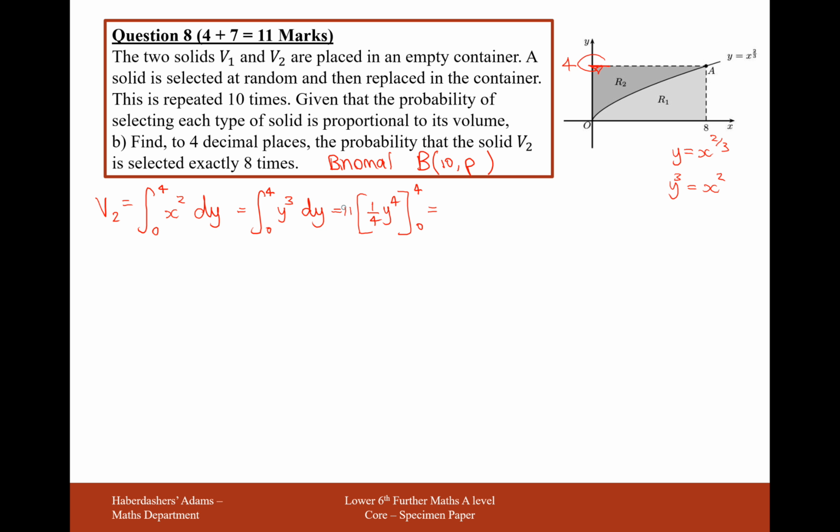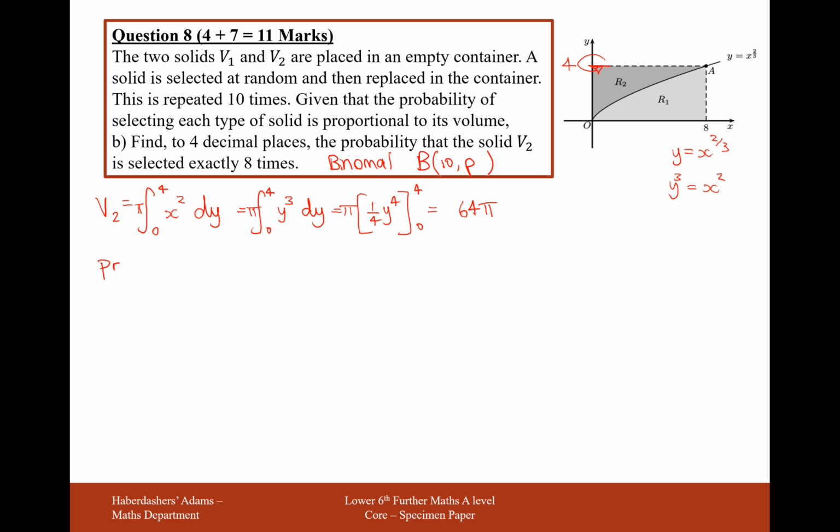Oh, we're missing the pi. Whoops. Pi. So this is going to be, well, that will cancel out one of the 4's. So 4 to the power of 3 is 64 pi, and we're not going to take away anything because it's just a 0 there. Great.